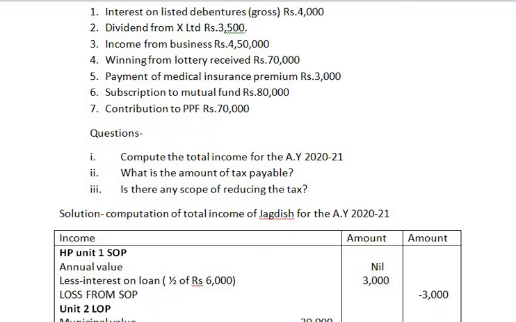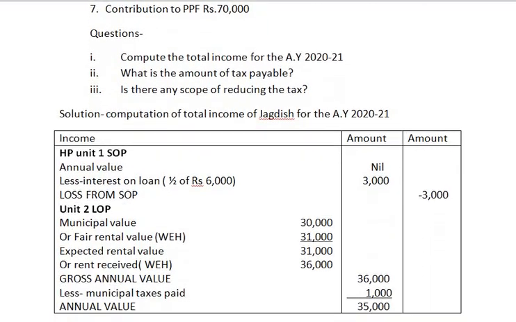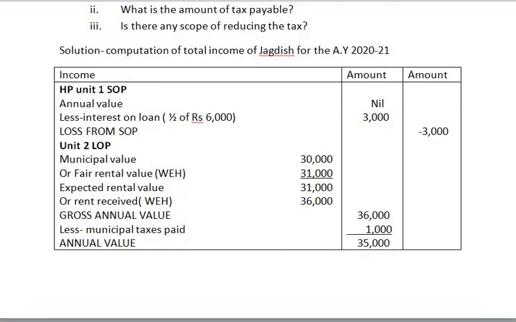Let us get started. Computation of total income of Mr. Jagdish for the assessment year 2021. As we are not provided any information relating to the first head of income, that is income from salary, that is the reason we are not taking the first head of income while solving the sum, but we are provided information regarding the second head of income, that is house property.